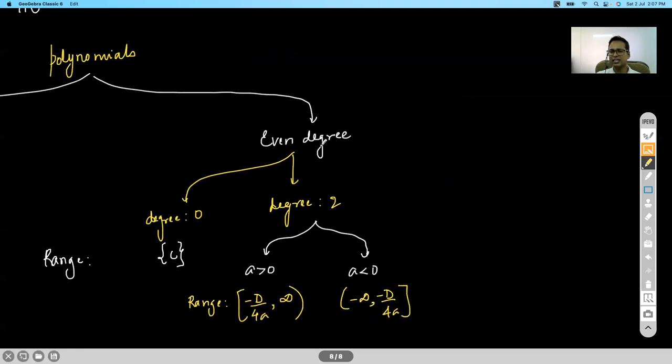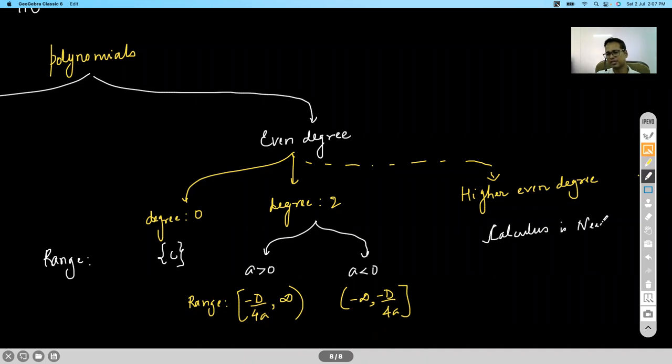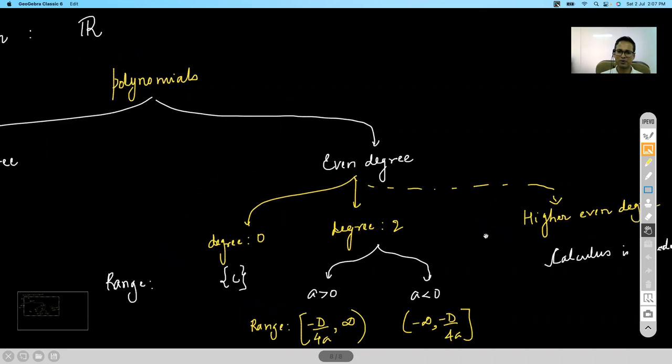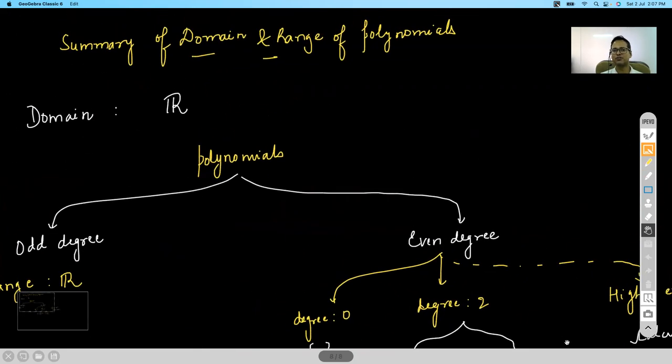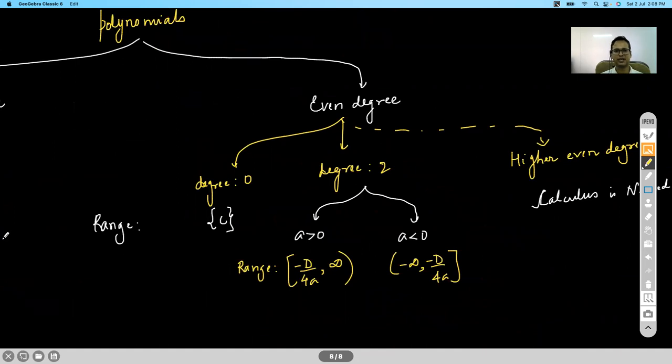And for any other higher even degrees, calculus is needed. So we cannot comment as of now, but of course when we do calculus, we will talk about it. Does it mean that we will not get any question related to the range of higher even degree polynomials? As of now, no, but eventually yes, because you would have done calculus by the time you write your competitive exams. Okay, so this is a quick summary of the domain and range of polynomials. Any questions, anybody?